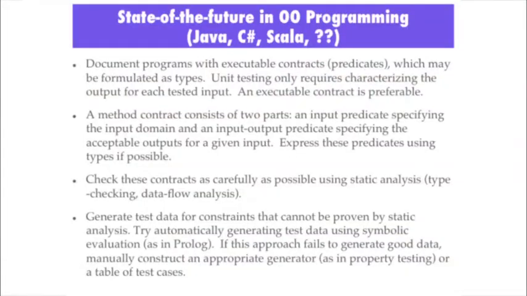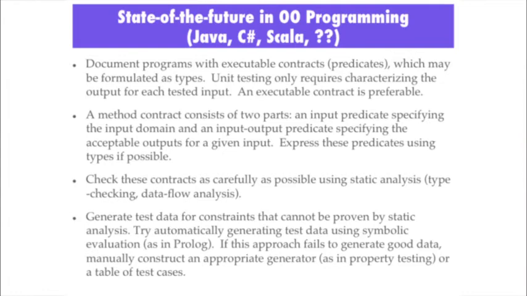Okay, so state of the future in OO programming. I'm guessing here, right, and extrapolating what's going on. But what I want to point out is there's this complementary effect between what you can do with static checking and what you can do with testing. And I would like to see a language design that sees it as a continuum, with a real emphasis on trying to write executable contracts that are pure predicates, Boolean functions of the input and the output.